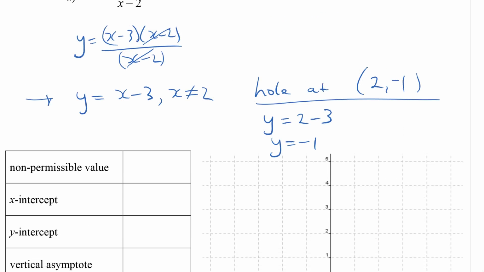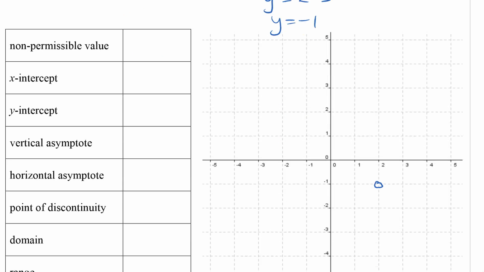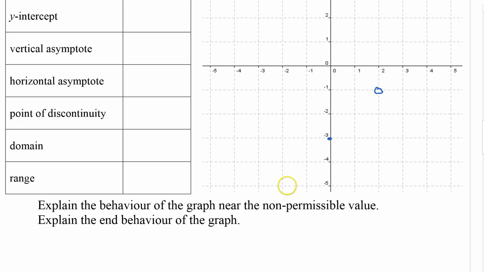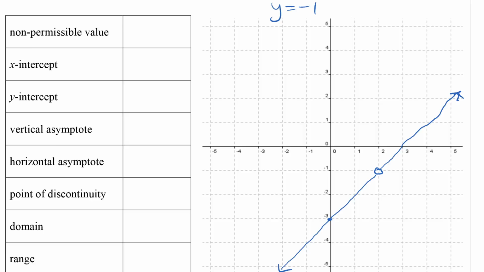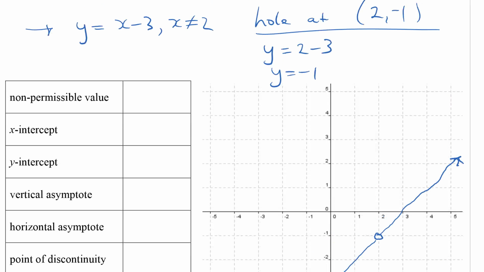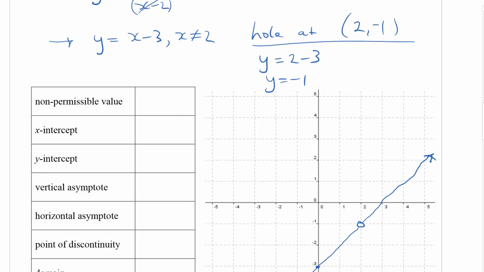Now, otherwise, how do I graph y is equal to x minus 3? Well, it has a y-intercept of negative 3, and it has a slope of 1. So I'm going to get a line that goes up. Careful of that hole. Okay, and now I'll put those arrows over there. So that's what that line looks like. It's just a straight line of y is equal to x minus 3, except there's a hole at 2 comma negative 1. So what is the non-permissible value? x cannot be equal to 2.